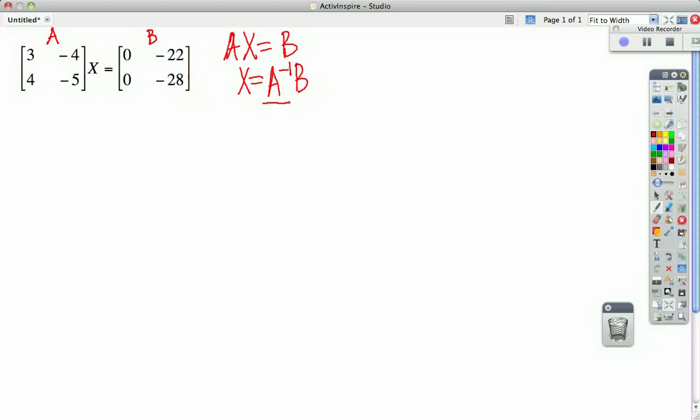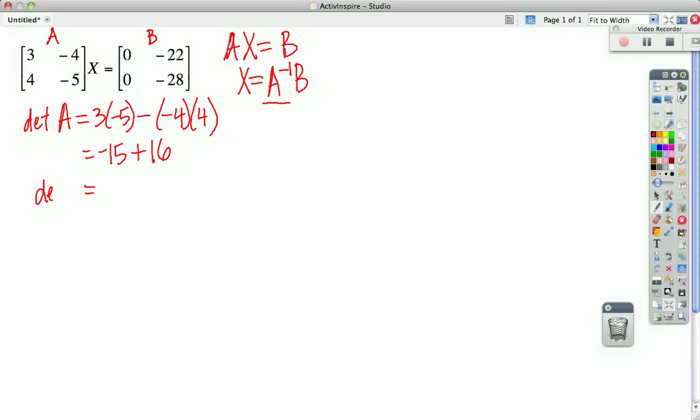All right, so the first step we have to do is we need to find the inverse of A. In order to find the inverse of A, you first have to find the determinant of A. So in this problem, we just remember it's A times D minus B times C, so we have 3 times -5. And then we're subtracting -4 times 4. Multiply that out, we get -15 minus -16, which is the same as saying plus 16. So the determinant of A in this problem is 1.